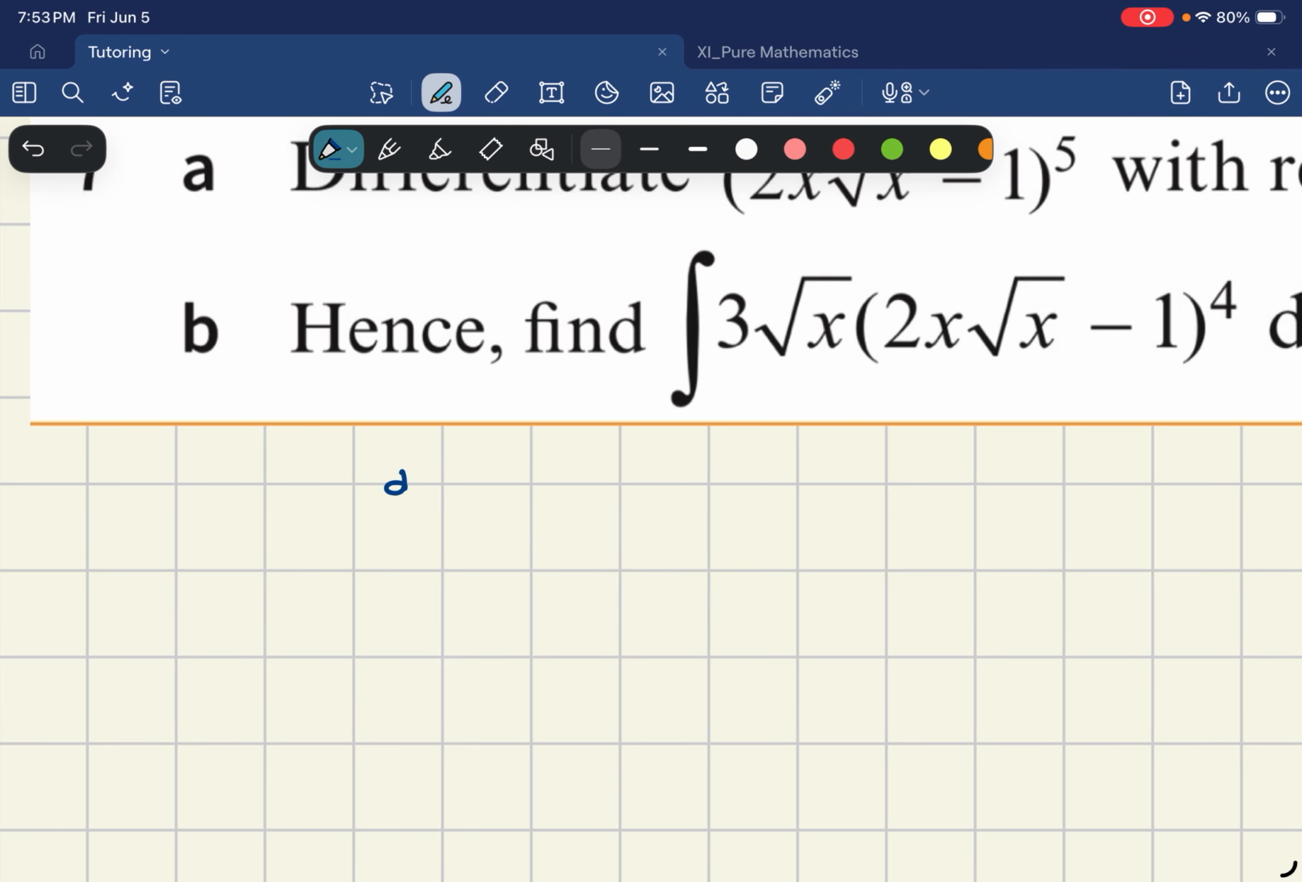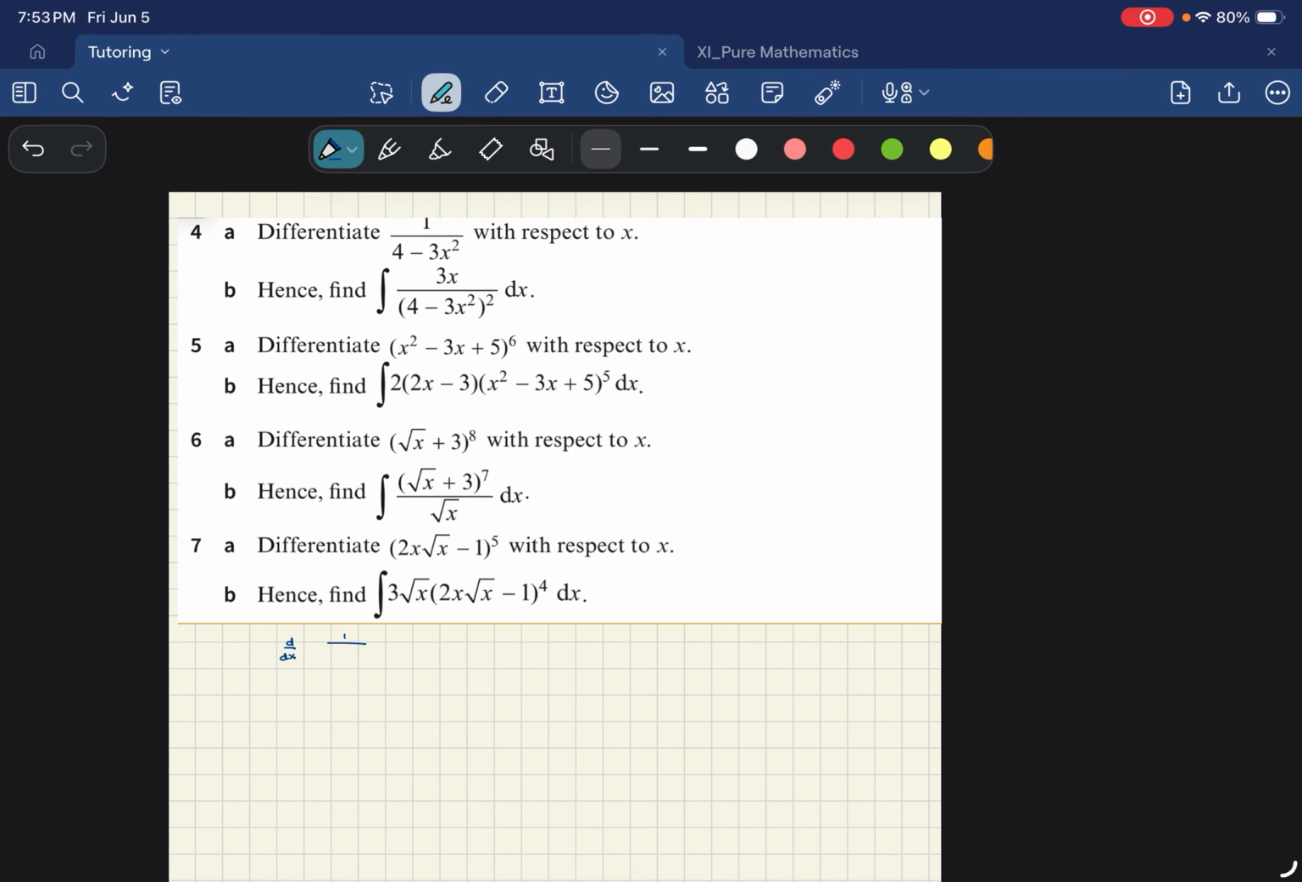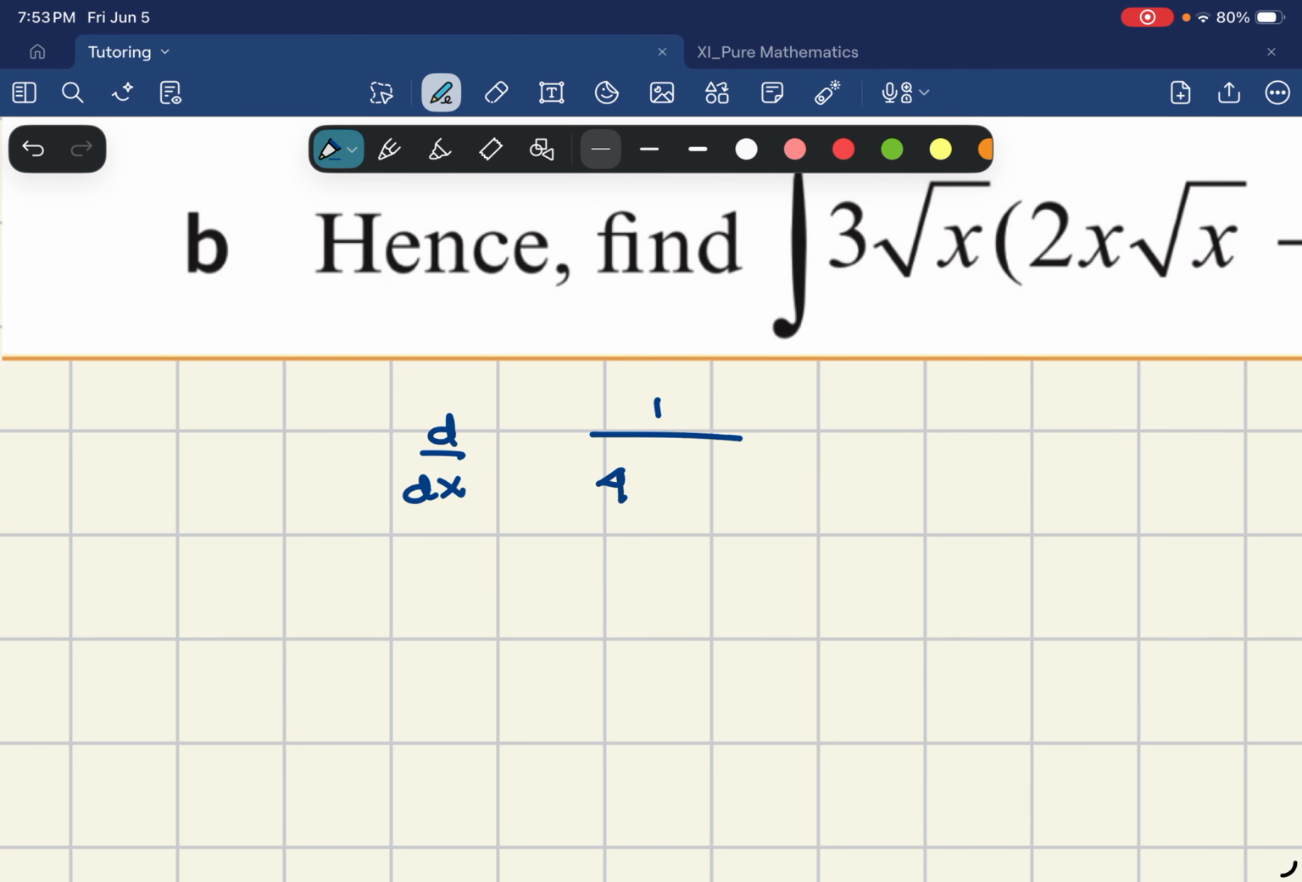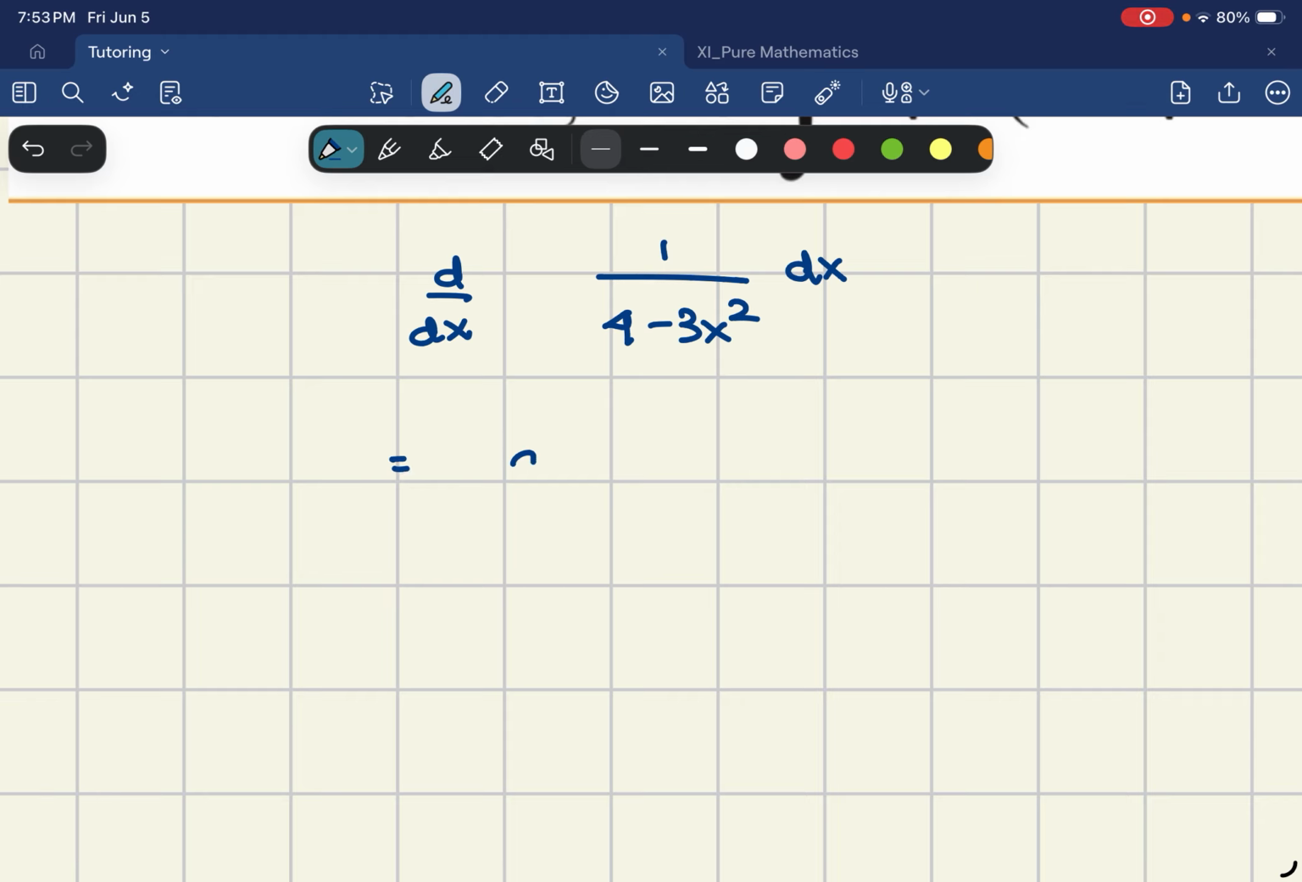So we are asked to differentiate d by dx of 1 over 4 minus 3x squared, with respect to x. All right, so that is just d by dx of 4 minus 3x squared to the power -1.